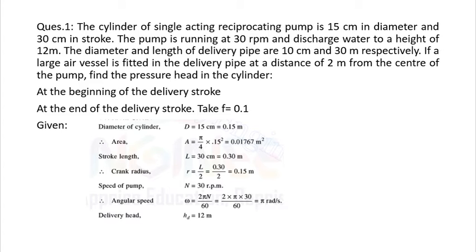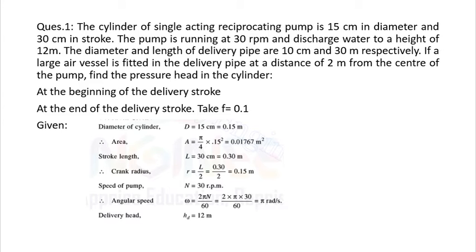First, what is given in the cylinder? It is given diameter of cylinder, that is 15 centimeter, 0.15 meter. Area is pi by 4 d square, that is pi by 4 into 0.15 square, that is 0.01767 meter square. Stroke length L is equal to 30 centimeter, that is 0.30 meter. Crank radius is equal to L by 2, that is 0.30 divided by 2, 0.15 meter.